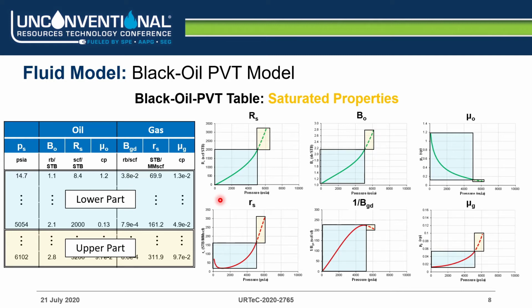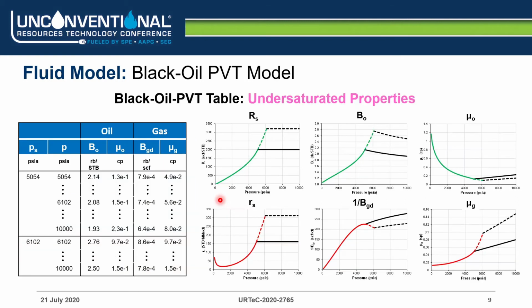Now, once the saturated properties are obtained, we estimate the undersaturated properties. That's the second set of properties in a black oil PVT table. At any saturation pressure, taking that fluid to a higher pressure, i.e. maintaining it as a single phase, these undersaturated properties give you the volumetric behavior of that phase.